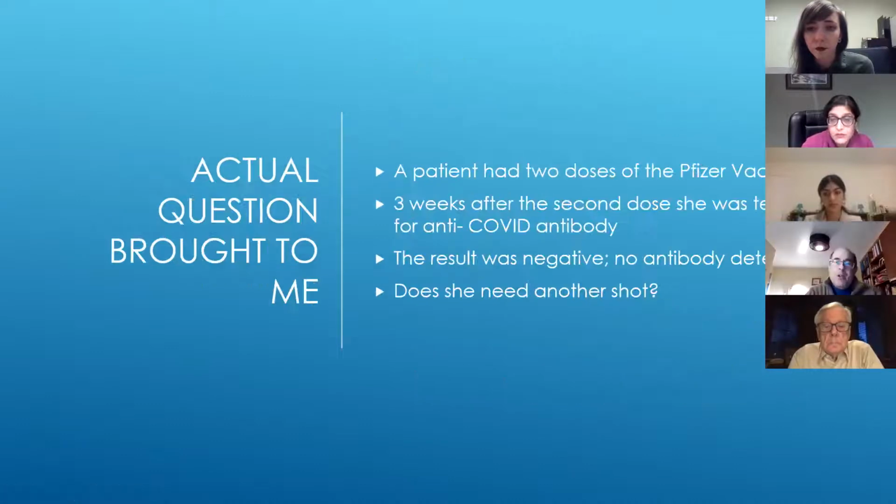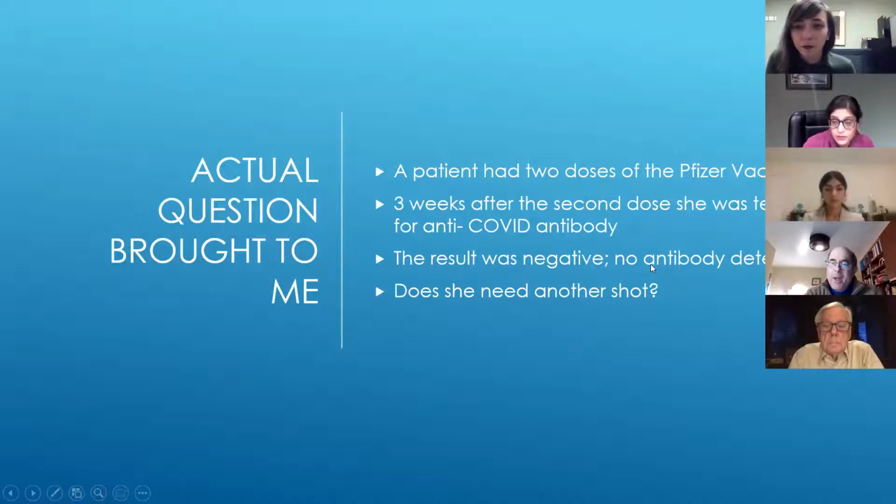This is an actual clinical question that was brought to me from a patient who had 2 doses of the Pfizer vaccine, and 3 weeks after the second dose, she was tested for antibody, and she was negative. There was no antibody detected. So the question that was brought to me is, does she need another shot? And this is a question I might have referred to Dr. File or Dr. Agarwal, but I had a different question for the patient first.